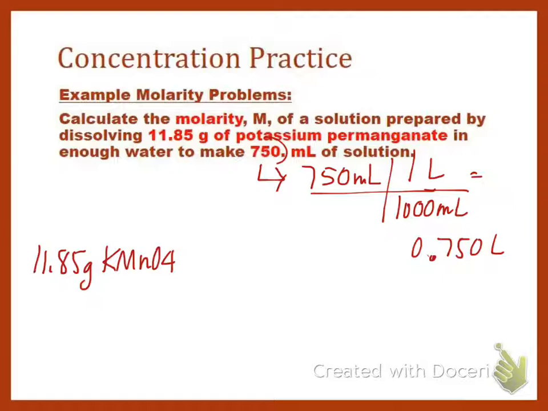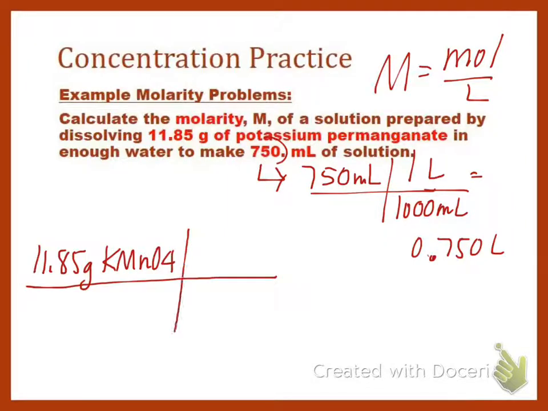And remember, if I'm trying to get to molarity, it's moles per liter, and I'm in grams. So what am I going to have to do? I'm going to have to divide by the molar mass. So I have to convert to moles. I've already added it up, so I will tell you that the molar mass of potassium permanganate is 158.04 grams per mole.